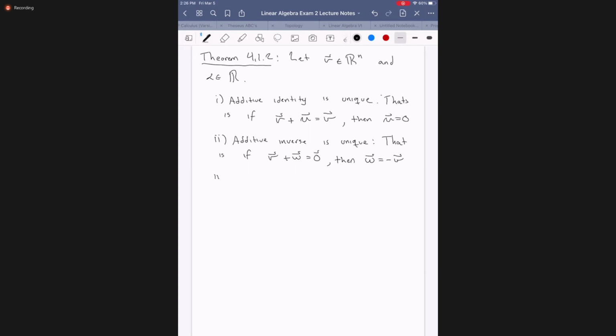We also have that 0 times any vector is the 0 vector. And this is 0 being the scalar, not the vector itself. And a scalar times the 0 vector is just the 0 vector as well. Then last but not least, if alpha times V is equal to 0, then alpha is 0 or V is the 0 vector. Yep.